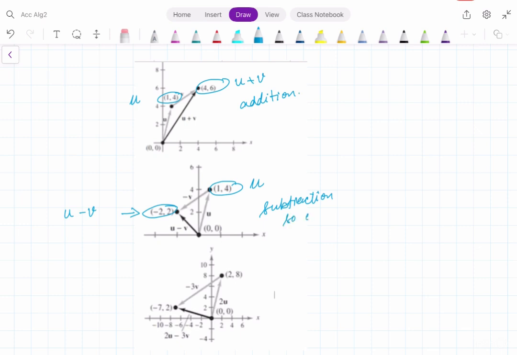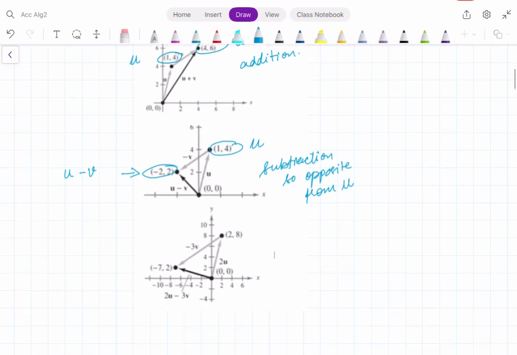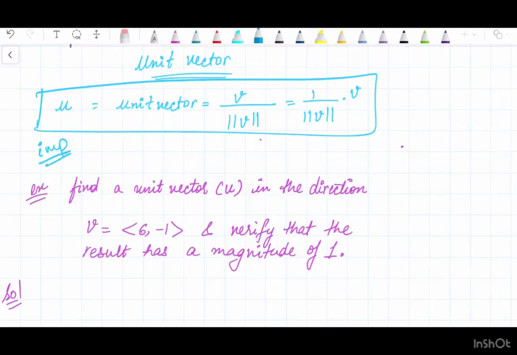In the third one, we have 2u. So 2u is going in one direction. We have 2u minus 3v, but because it is a subtraction, v is going in the opposite direction. So the subtraction will take it in the opposite direction. So if the question is given, identify whether it is addition, subtraction, or what. Just by looking at the diagram, you can identify. So what you can do, first plot the first vector, and then the sum or the subtraction of the two vectors, and then you can form the triangle.